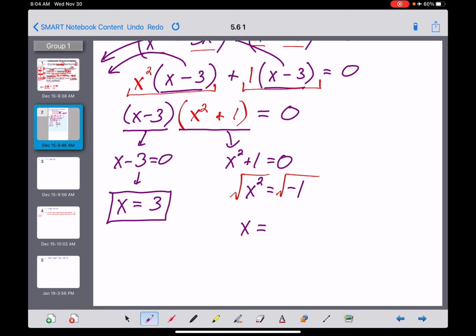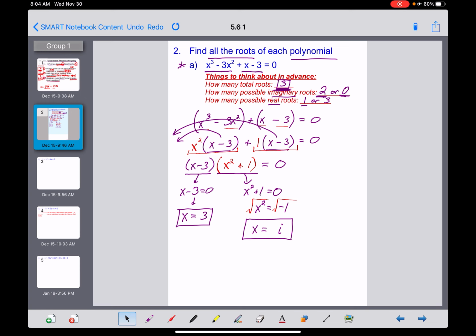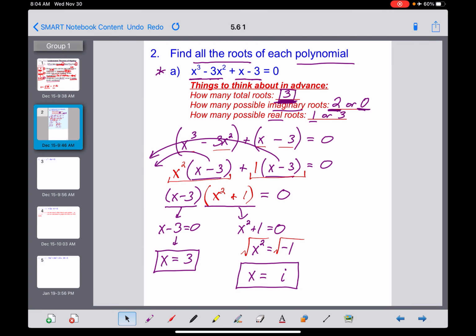And here's our old friend showing up again. The square root of negative 1. Guys, that is the very definition of the imaginary number i. So I'm tempted to box that up, except wait a minute. We said way back at the beginning of this problem that because this was a cubic polynomial, we were expecting 3 total roots, and I've only come up with 2.